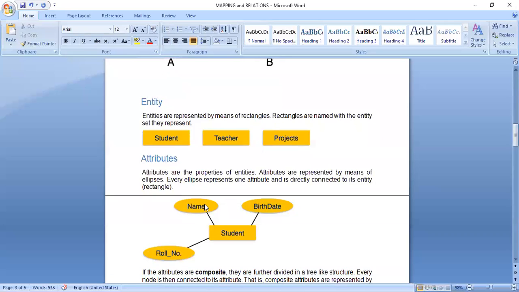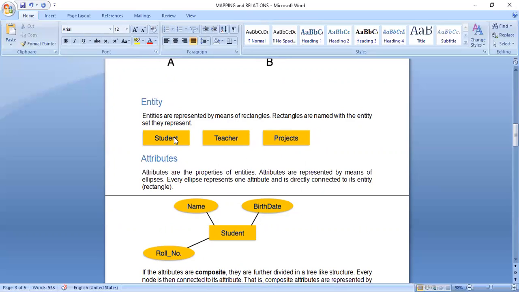These are called mapping cardinalities: one to one, one to many, many to one, and many to many. These are all mapping cardinalities among the entities. First of all, what are entities in DBMS? Entities are represented by means of rectangles. Whenever we see a rectangle, we should consider it as an entity in DBMS.